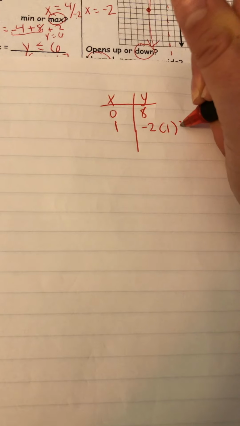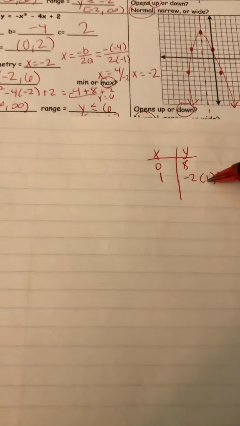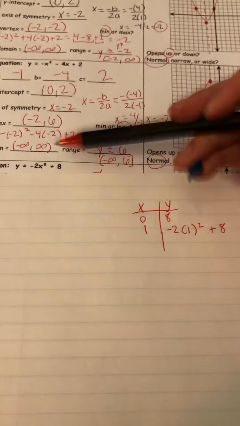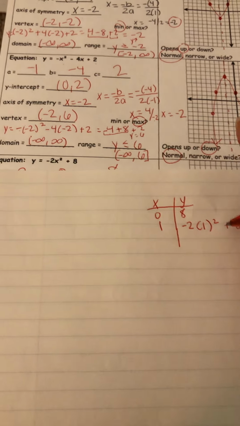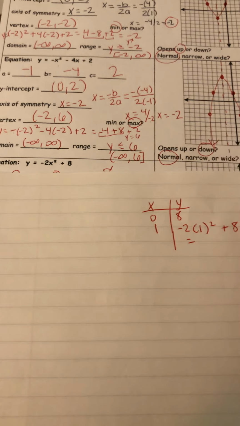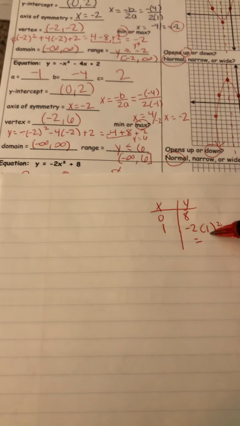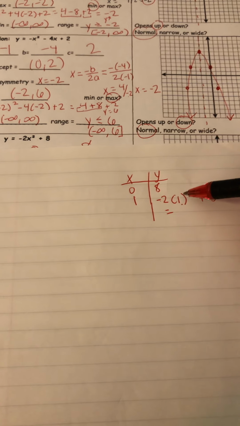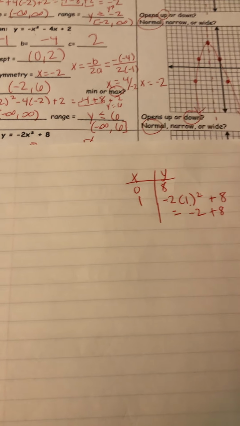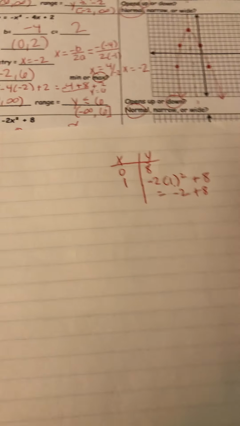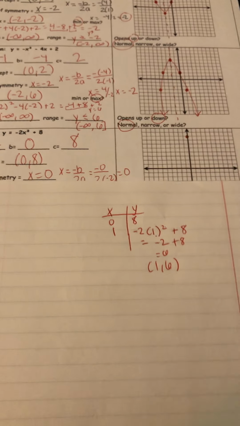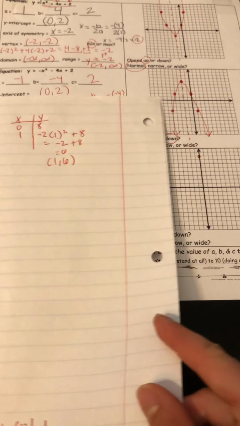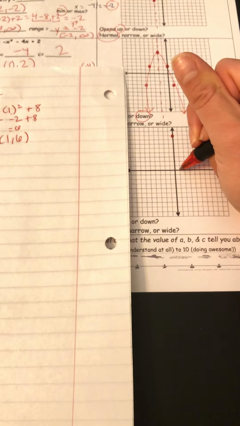So I would have negative 2 times 1 squared plus 8, because that 1 got put into the equation. I'm sorry, 1 squared is 1, and then negative 2 times 1 is negative 2. And negative 2 plus 8 is 6, so that means I have a point at 1, 6. And I am going to graph that.